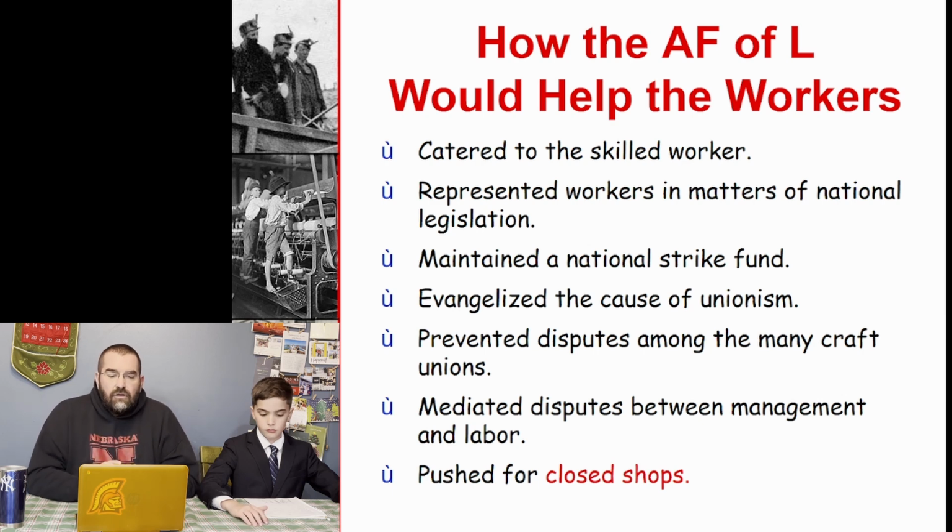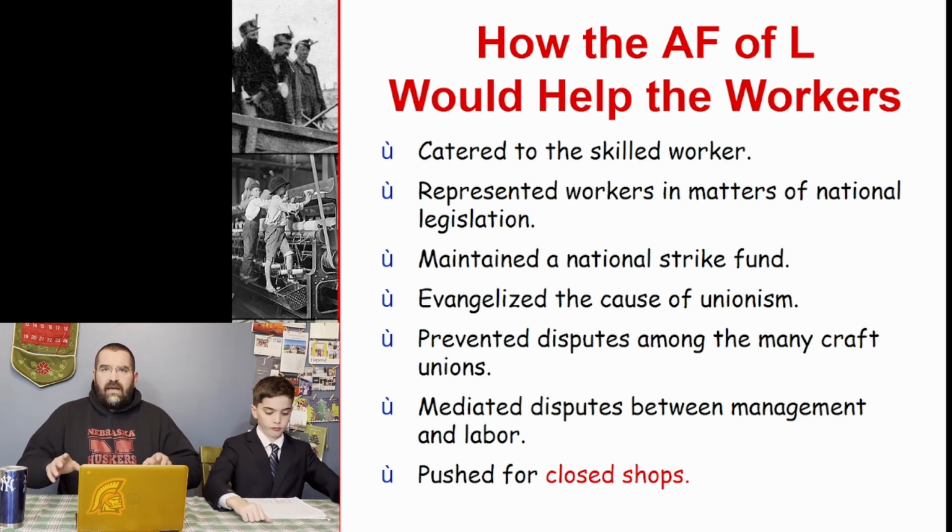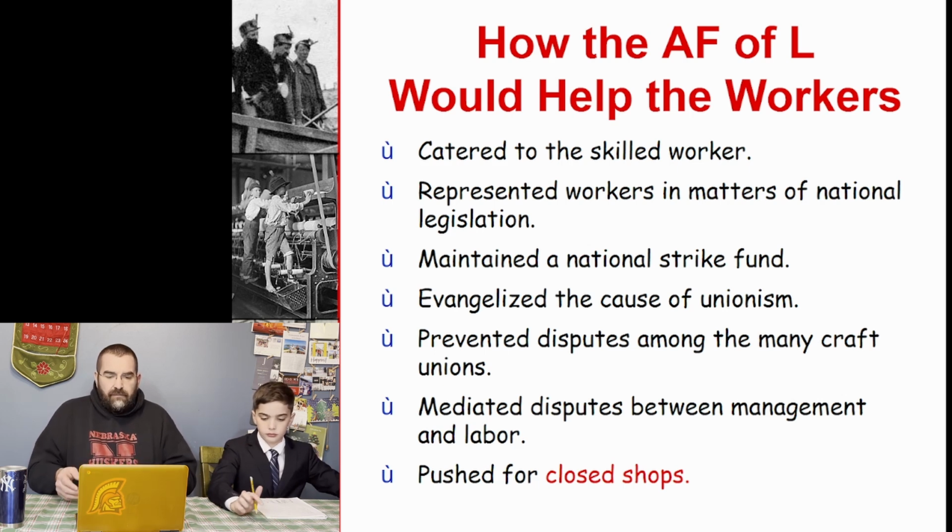The AFL struck when they had to. They preferred to mediate disputes with management instead of going on strike, and they used organized systems of union. They were highly organized at the national level, at the local level. They had a national strike fund where workers would pay in their union dues, and that way, in case there was a strike, workers could have some money. And they pushed for what were called closed shops, meaning only union workers could join. But the big tactic for the AFL was this idea of collective bargaining.